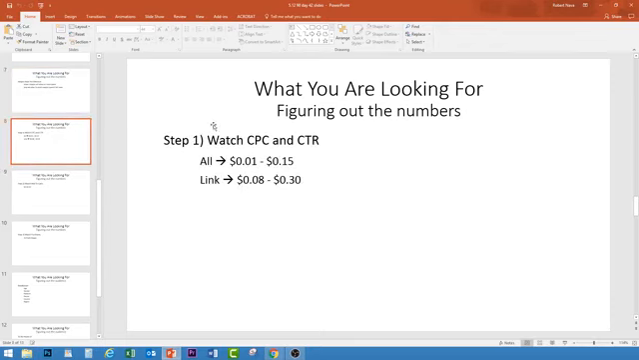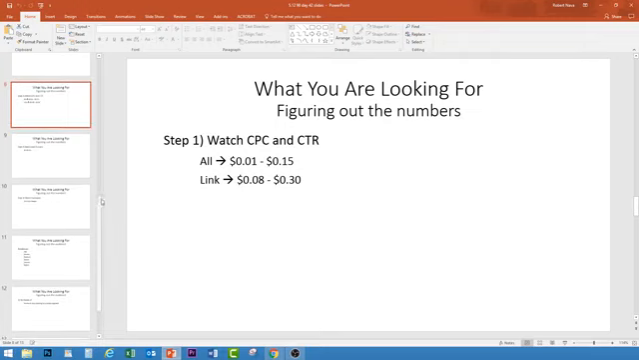So, step 1. This is how you're going to go through your campaigns. This is when you're looking at your reporting and you're looking at your ads, you're going to have this flow to all of your campaigns. You're going to do this every single time. This is what I do every single time. So, this is definitely repeatable.